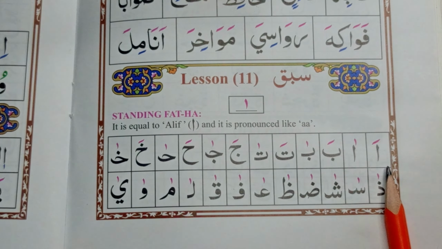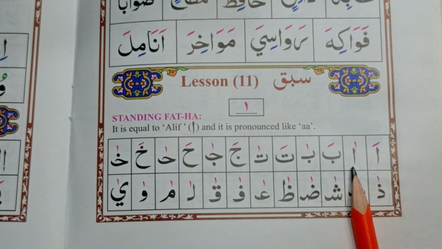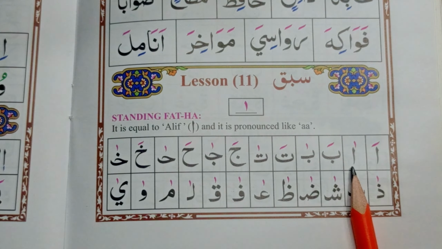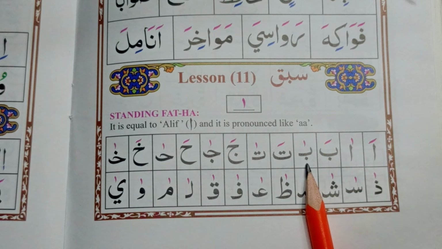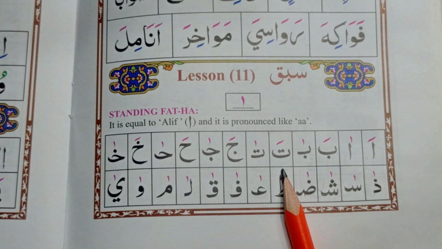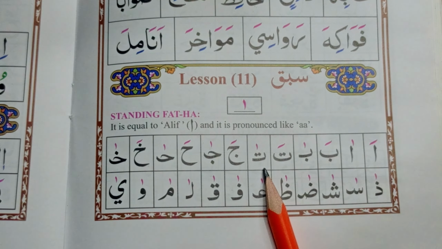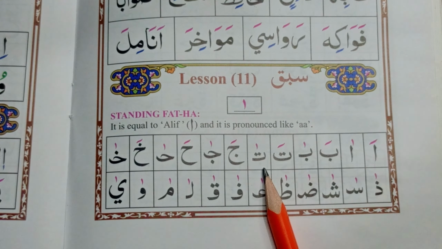So the first one, read it alif fatha a, short one. Next alif fatha tawila, a little bit long. Next ba fatha ba and ba fatha tawila ba, ta fatha ta, ta fatha tawila ta. You memorized it. Fatha tawila is pronounced just like simple fatha but a little bit long.